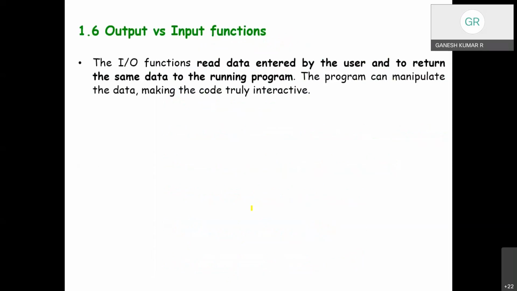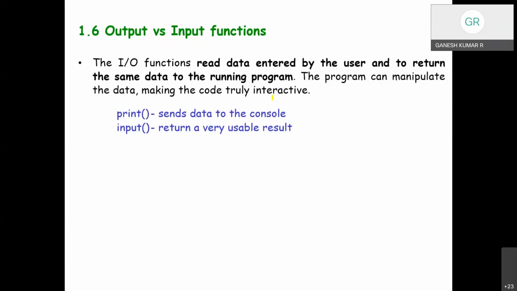Now I am going to introduce a completely new function, which seems to be a mirror reflection of the print function. We are aware that the print function sends data to the console. The input-output functions here are used to read data entered by the user and to return the same to the running program. And this program can manipulate the data, making the code truly interactive.